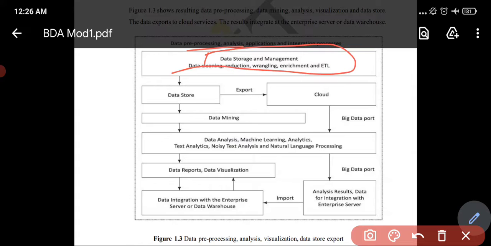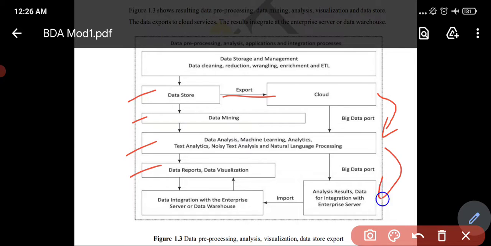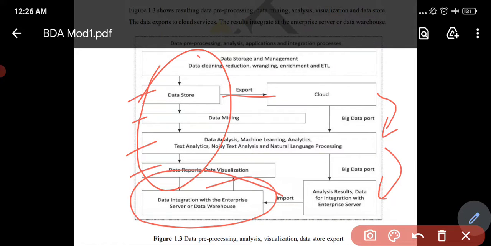The data from the database management has two paths. The process is divided into data store and cloud service. Here first we get the data and export it to the cloud. In the data store, first we do data mining and data analysis, and reports and visualization are done. And in the cloud, we do data analysis, machine learning, everything. The big data part will transfer to the big data port, and from both of these the data is integrated in the data warehouse and enterprise services. So the data from the database management or from the cloud service provider will be integrated with the help of the enterprise server or data warehouse.